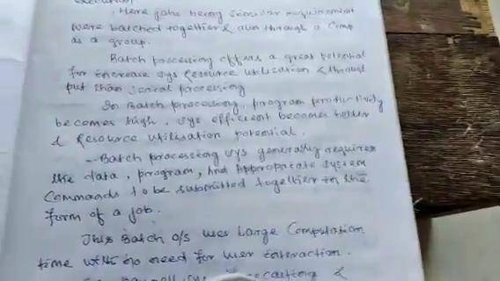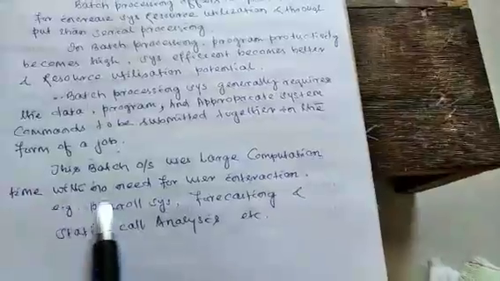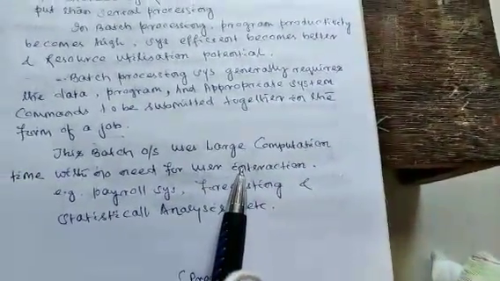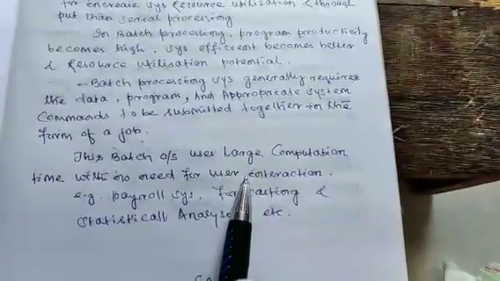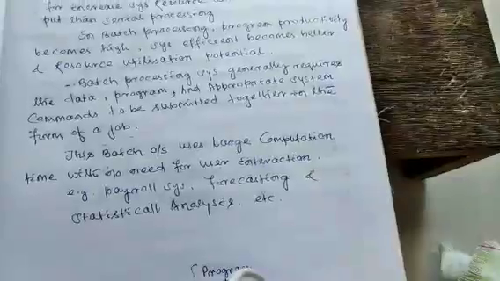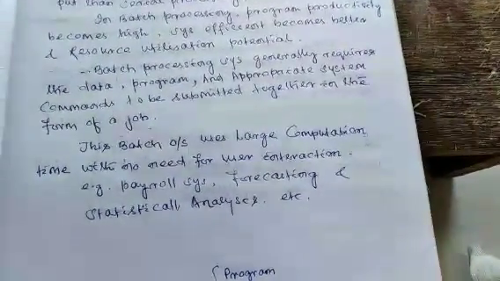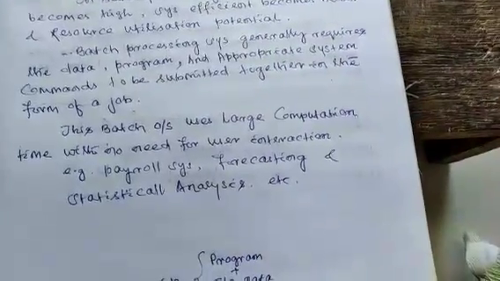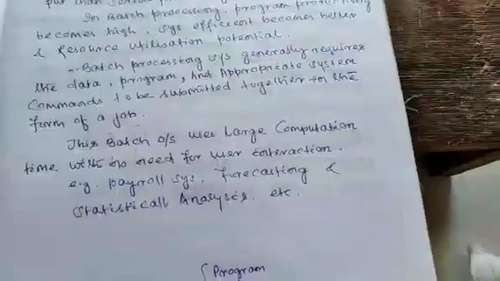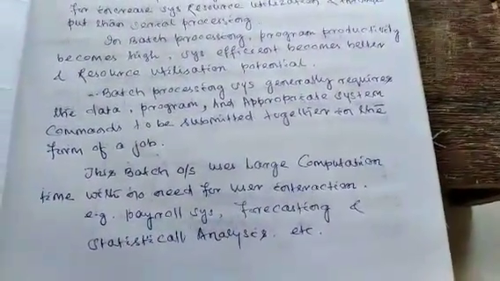So the batch processing operating system handles large computation time with no need for user interaction. After completion of one program, there is no need to give the command again for the next one. The processor automatically processes the next one, so it will be executed automatically. For example, the payroll system, forecasting, statistical analysis. These are batch processing operating systems.